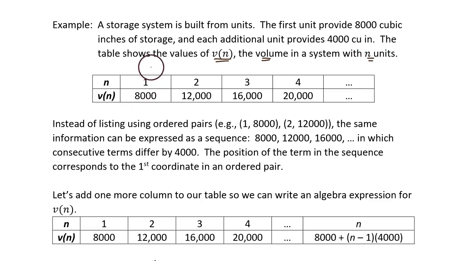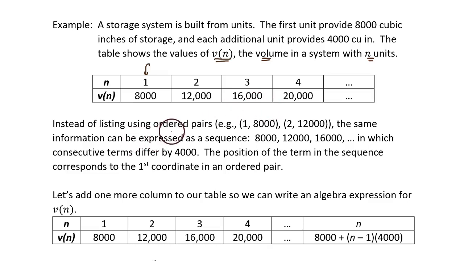So a storage system that has only one unit in it can hold 8,000 cubic inches of space. But if you buy that extra unit, and now it has 2 units, it can store 12,000 cubic inches. With a third unit, it can store 16,000 cubic inches, and so on.